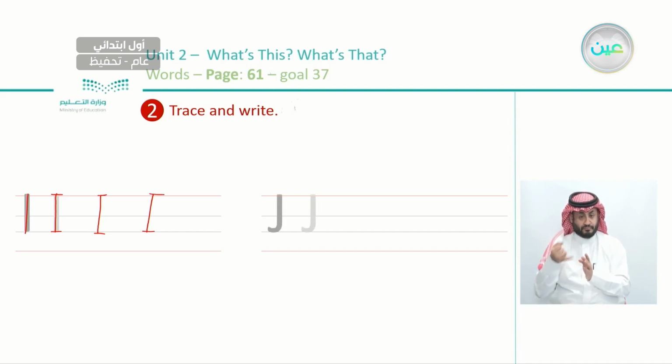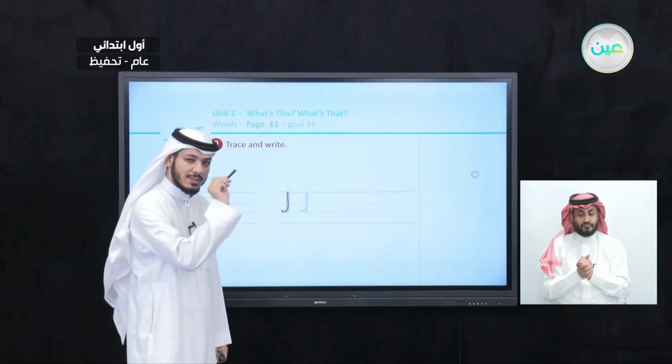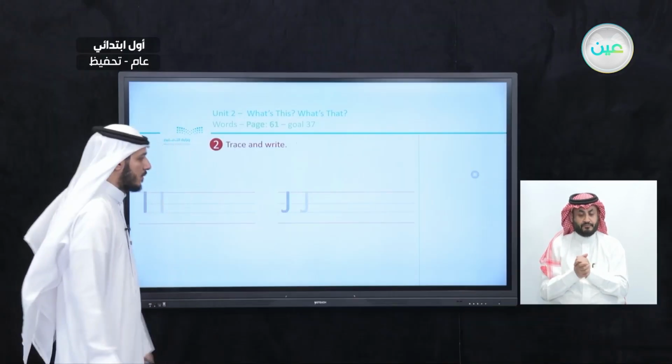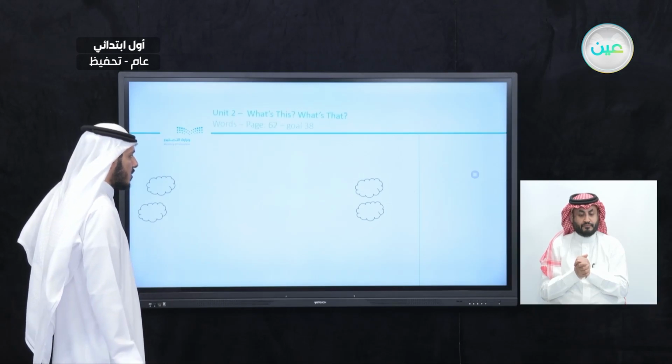Okay. Now we have another one here. This is called what? J. Perfect. So like this. And also you can put what? A small line at the top like this. Okay. So again. Now let's write it two more times. So J. Again J. So this is what? J. Perfect. Okay.